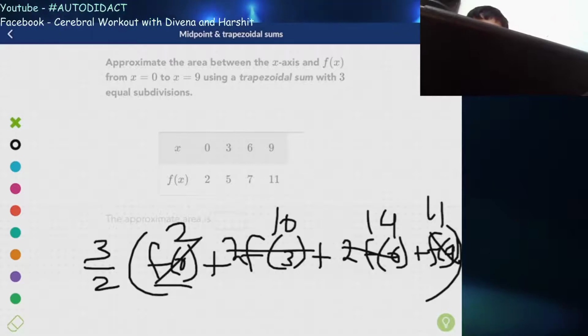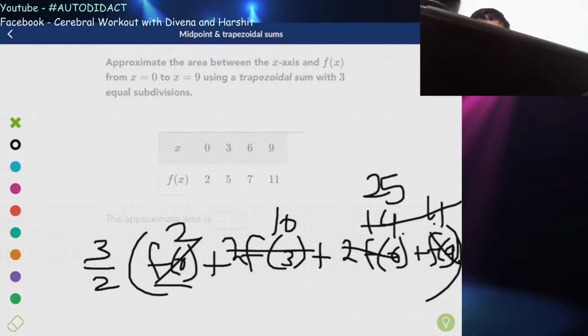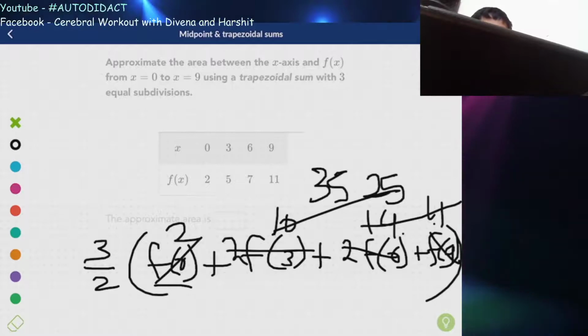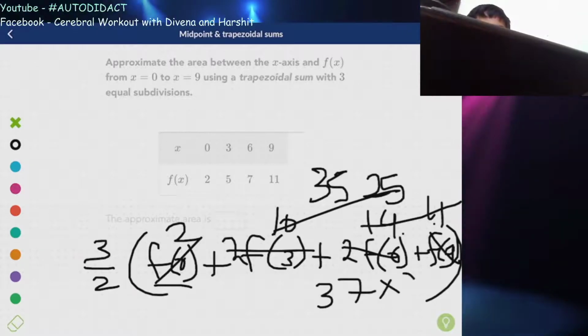Okay, so let's solve this now. What is this equal to? 14 plus 11 is equal to 25. 25 plus 10 is 35. 35 plus 2 is 37. 37 times 3 divided by 2.